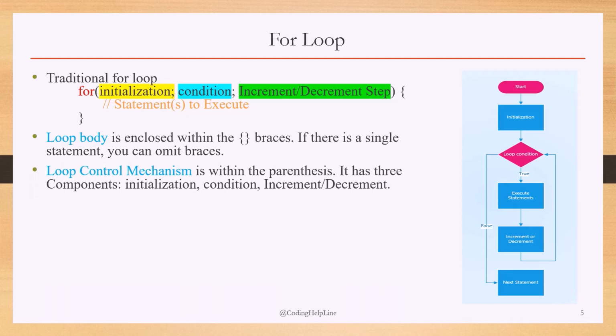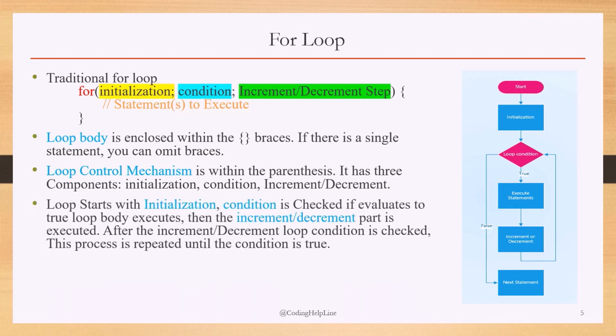Loop control mechanism is within the parenthesis here, starting from here up to here, and it has three components. Initialization, here we will initialize the loop invariant. This is the condition. This is evaluated for each iteration. If this is true, the body is executed. If this is false, the body is not executed. Increment and decrement. Here we will control the loop invariant that we initialized here. We increase it and decrease it. And based on this increment and decrement, this condition is evaluated true or false.